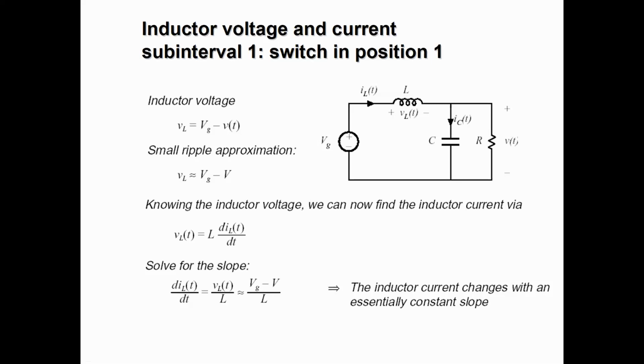Now, what is the inductor voltage actually equal to? VL is equal to L diL/dt, where iL is the inductor current. Now put this in the equation. So we get VL equal to L diL/dt equal to Vg minus V. And diL/dt will be equal to (Vg minus V) divided by L.